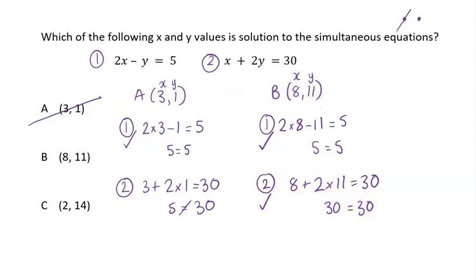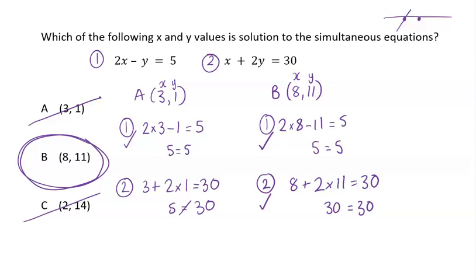Now, because we have two equations and two unknowns, there's only one possible solution, and that solution is (8, 11). So our solution is x equals 8 and y equals 11. Because there's only one solution, C has to be incorrect, and B is our correct solution to these equations. B is our line that passes through both dots.